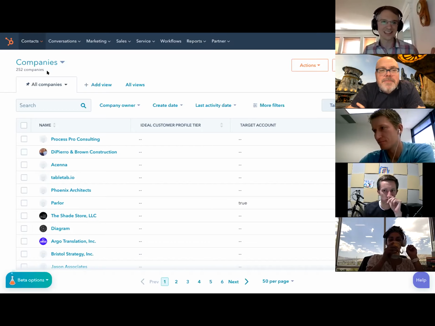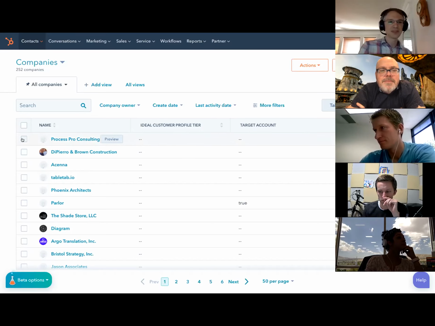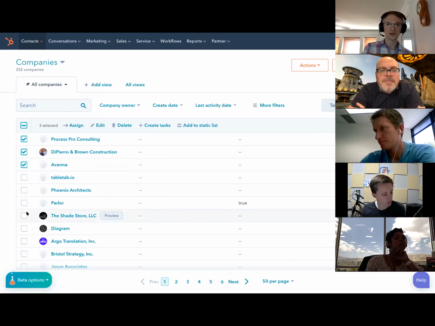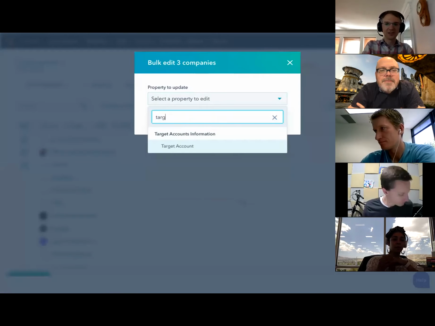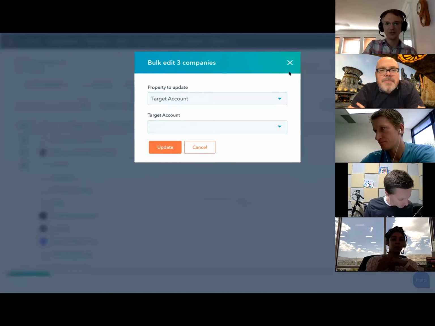So this is the companies page in HubSpot. If you have HubSpot, you have a companies page, and it looks something like this. Perhaps the simplest way to make an account a target account is just to check the boxes next to it. And target account is just a company property. So you can hit this edit button here, search for target account, and change this to true. And then they would be target accounts, right?